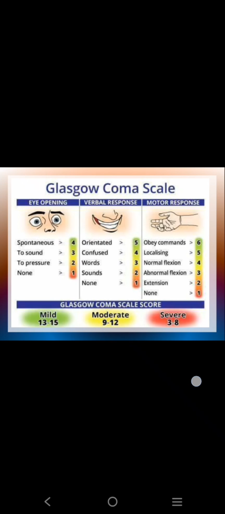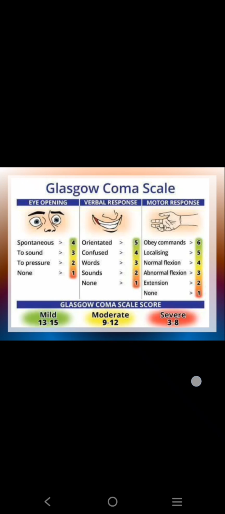Then next grading is normal flexion. That is, giving some stimuli, he's doing the normal flexion, that is adduction and flexion of the elbow joint. It comes under grade 4. Then grade 3 is abnormal flexion. That flexion is not normal. He's adducting his arms, but his elbows are extended. Abnormal flexion. Then next is grade 2, that is extension. That extension is abnormal, then it comes under grade 2, and if there is no response, it comes under grade 1.